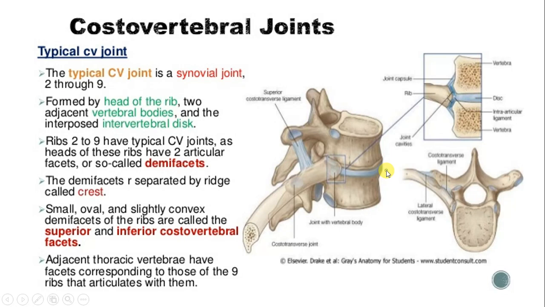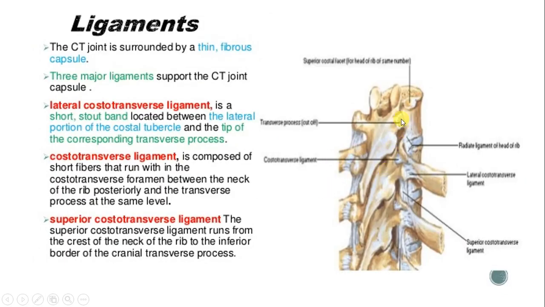In this way they make the joint, and then these joints are supported by ligaments. They are synovial joints. There will be a thin fibrous capsule surrounding the articular surfaces, the articular margins. Three major ligaments support these joints: the lateral costotransverse ligament, the costotransverse ligament, and the superior costotransverse ligament. These are the three major ligaments which support the costovertebral joint.